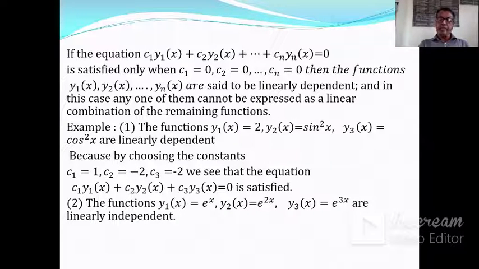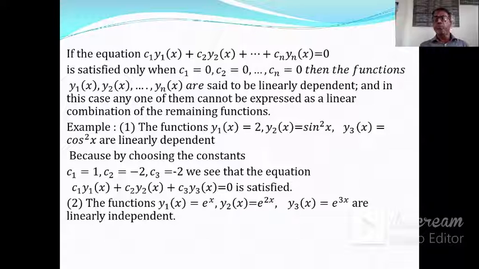Now see the next example. If we consider y1 of x is e to the power x, y2 of x is equal to e to the power 2x, y3 of x is equal to e to the power 3x, then we want to show that these three functions are linearly independent.